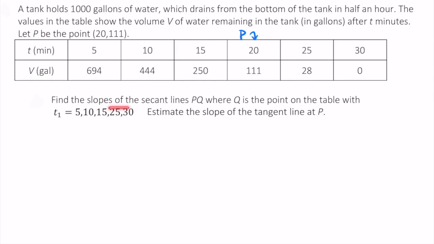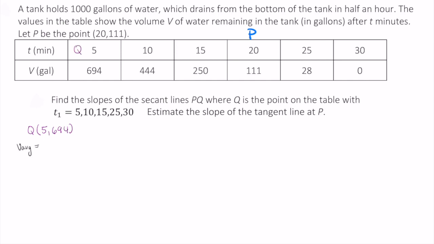Let's find the slope of the secant lines PQ, where Q is the point on the table with t equals 5, 10, 15, 25, and 30. So we're going to let Q equal 5 different time values to estimate our secant lines. So let me write P a little neater here, because P is unchanging. P will never change. But for our first example, we're going to let Q be the point starting at 5 minutes, and that's 694 gallons. So this is our first Q.